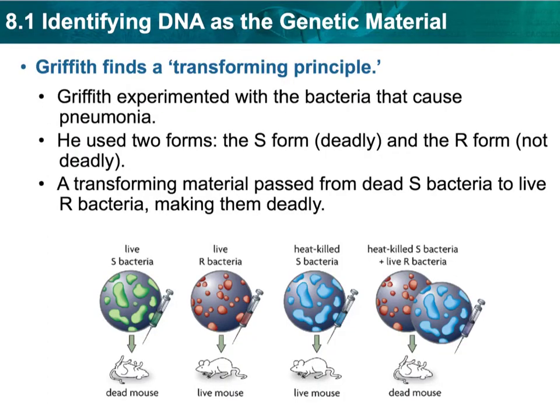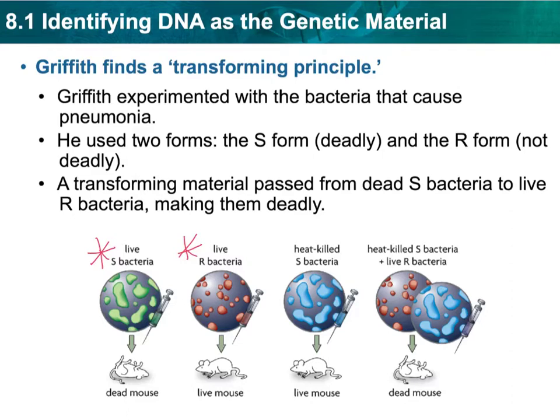Okay, and the first experiment discussed is Griffith, and Griffith was the one who discovered what he called a transforming principle. Now, Griffith wasn't trying to discover DNA, he actually did it by accident. He was actually experimenting with the bacteria that causes pneumonia, and came across this transformation principle accidentally. As they explained, he used 2 forms of bacteria, and he injected these bacteria into mice. The S bacteria, or what were called the smooth bacteria, were deadly, and the R bacteria, which were the rough form of the bacteria, were not deadly.